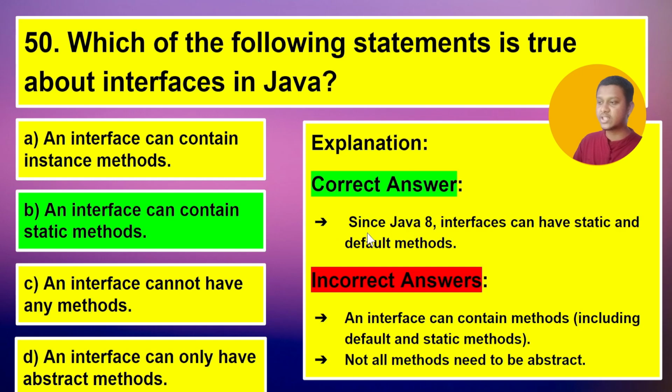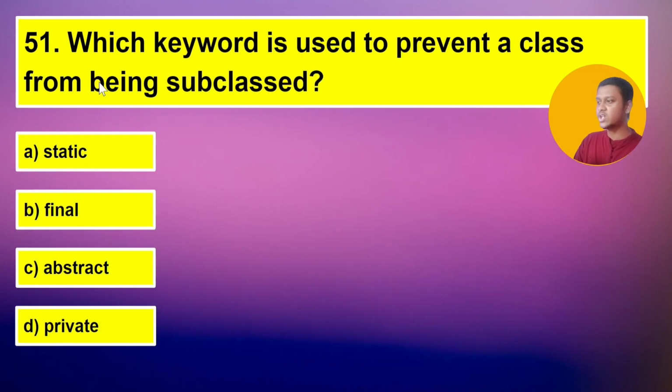So you can see in the explanation that since Java 8, interfaces can have static and default methods. And why other options are incorrect? Because an interface can contain methods including default and static methods, and not all methods need to be abstract. So one can be abstract, but if you're not mentioning all the methods inside an interface as abstract, that is also fine. So your option B is the correct answer. So our next question is, which keyword is used to prevent a class from being subclassed?